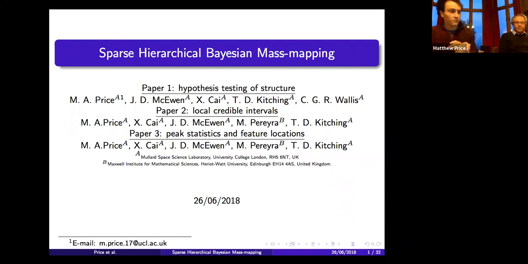Hi, so this is going to be a hopefully quite fast and not too long review of the three papers that have just gone through desk review, focused primarily on formulating the mass mapping, so the convergence reconstruction problem, as a hierarchical Bayesian inference problem.